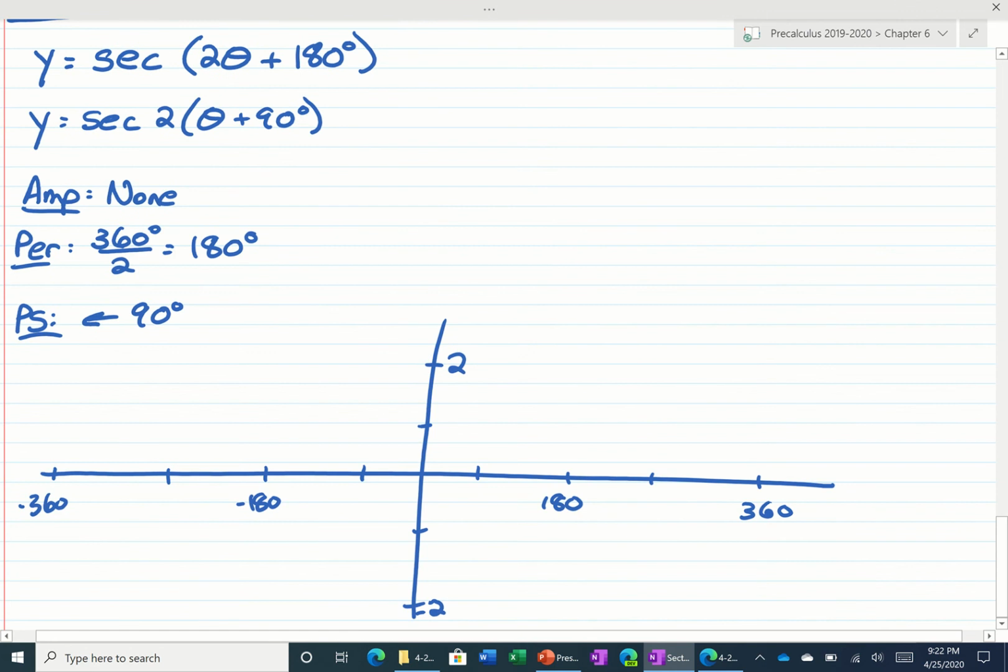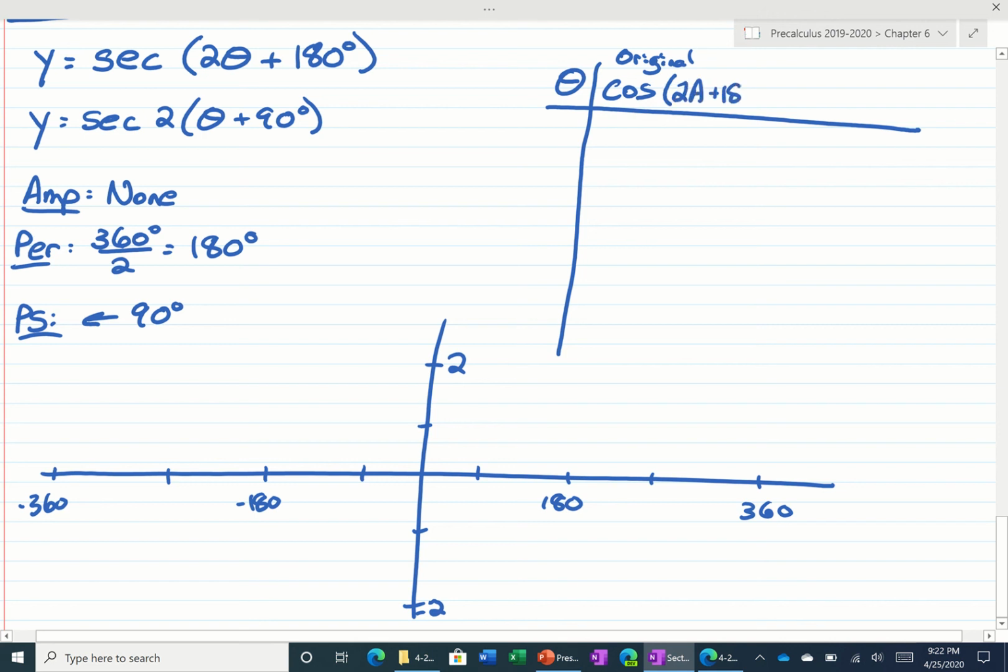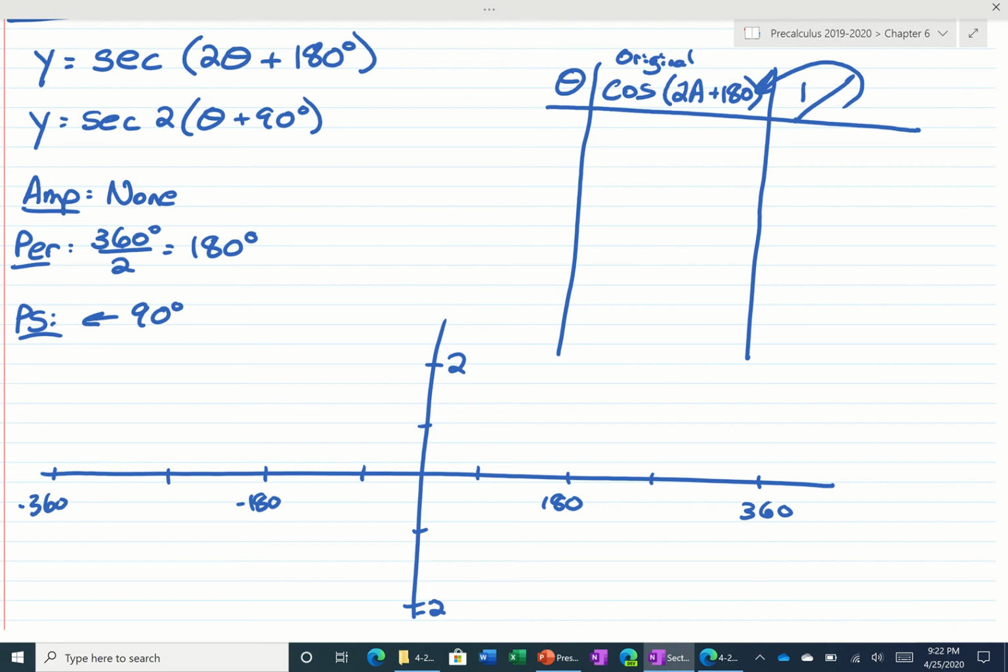But our calculator doesn't have a secant button. So what I'm going to do is I'm going to figure out what would the cosine, and by the way, we always graph in our calculator, we always use the original. I'm going to type in what's the cosine of 2a plus 180, and then to figure out what secant is, I'm going to do 1 divided by those numbers. Because remember, secant's the reciprocal, so we find cosine, and then we do 1 over that to figure out the secant. So let's start with negative 360.